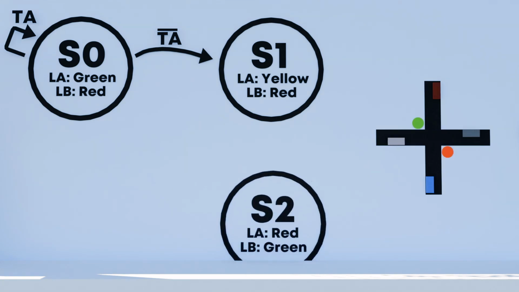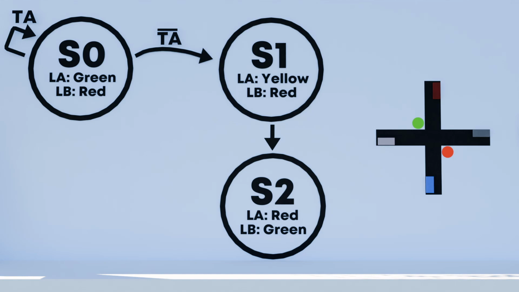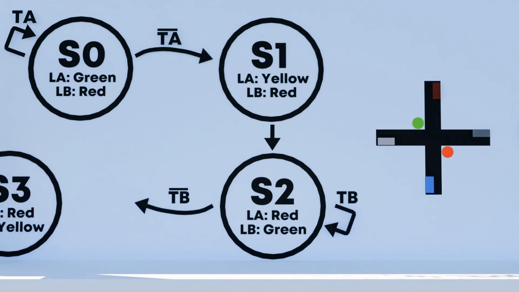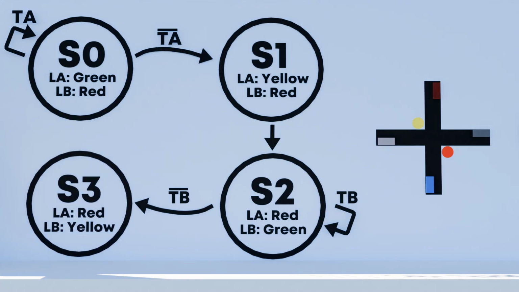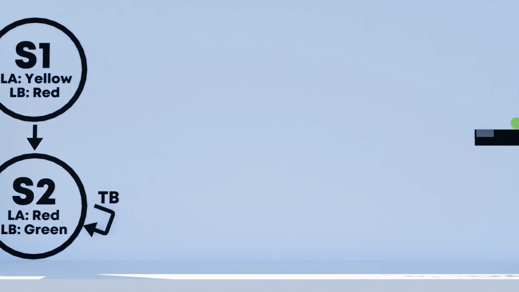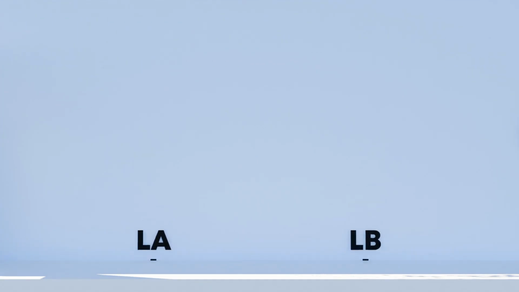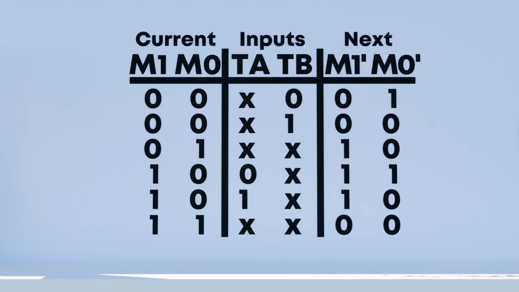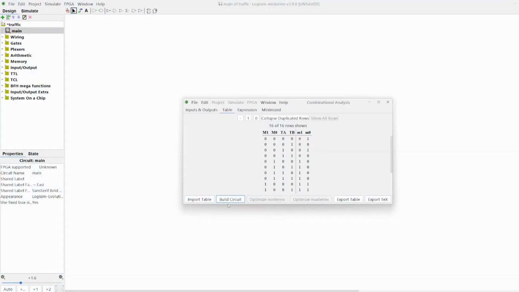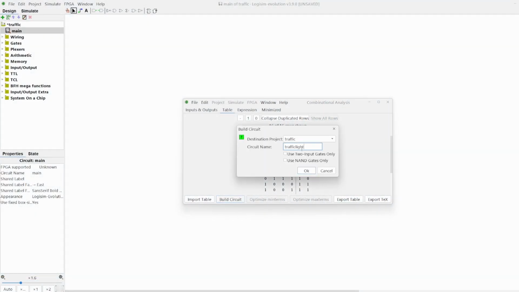Then we can go to state S2, where LA is red and LB is green this time. As before, we stay in this state until TB indicates that there are no more people waiting. Meaning that we go to state S3, where LB is yellow and LA is still red. Then we go back to state S0 and the cycle continues. With these encodings and this state transition diagram, we're almost done. Just simplify the equations and finish the circuit to get our finite state machine.